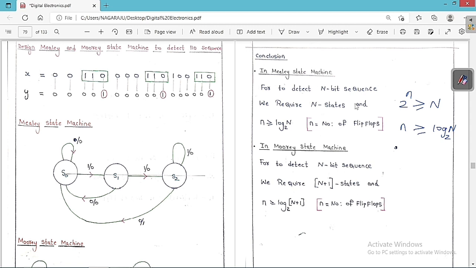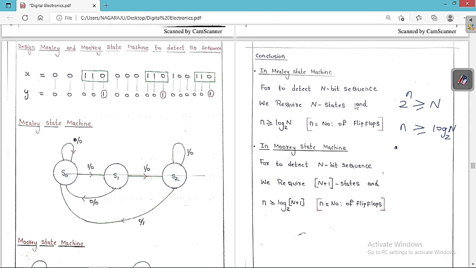Therefore, in a Moore state machine, to detect an input sequence, we are going to require N states. For n flip-flops, the number of combinations 2 to the power of n is always greater than or equal to N. So n is greater than or equal to log N base 2, where capital N is the number of states or the length of the bit sequence, and small n is the number of flip-flops.